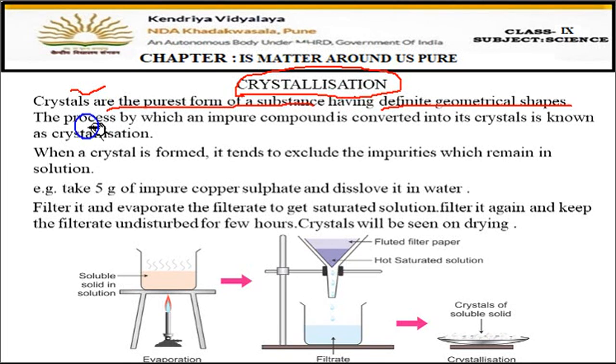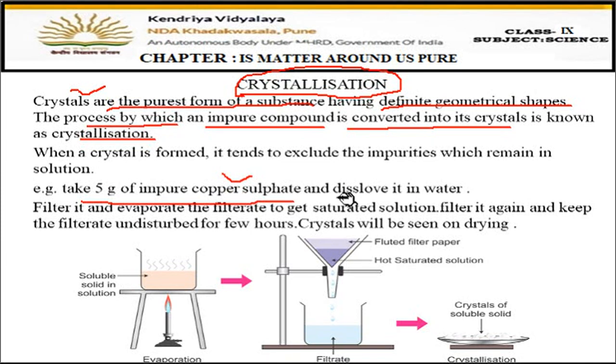The process by which an impure compound is converted into crystal form is known as crystallization. So what is the crystallization method? It is the process in which any impure compound is converted into pure crystal form. It's a very simple process. What we have to do is take the impure salt or impure compound, whatever it is. Suppose here I am taking copper sulfate, which is in impure form, with many impurities mixed in it.